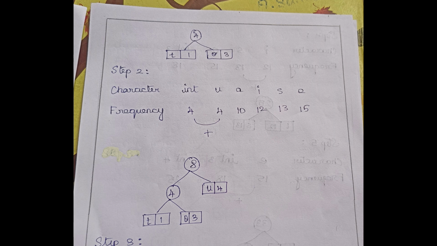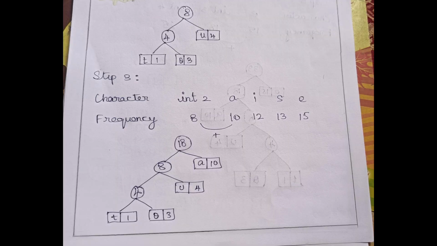Now we have to split this also into right and left node. The left node contains 4 and the right node contains U with frequency 4. And also we have to split the internal node 1, which is 4. Again, we have to repeat the step.